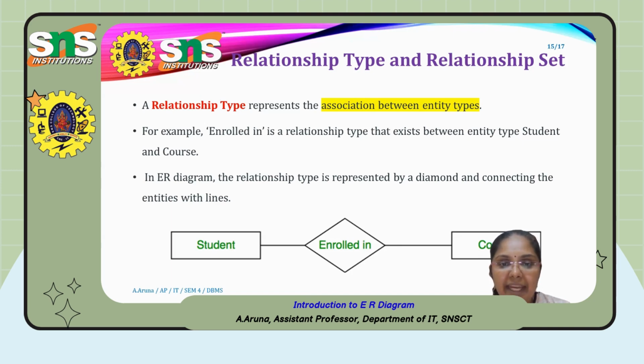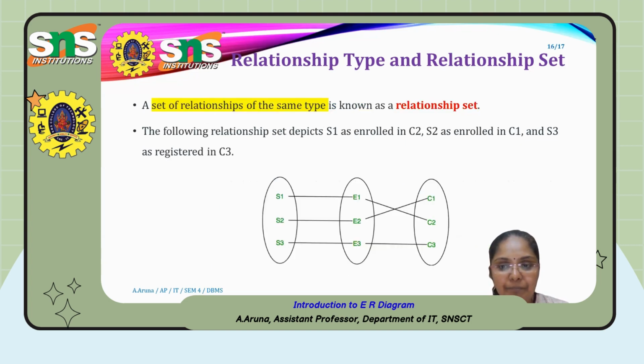Here this association can be represented in an ER diagram in a diamond shape. For example, student and course: these both are entities for a student database. These both can have some relationship. Each student can enroll in a course. So "enrolled in" is the relationship established between the student and a course. This is how a relationship type can be mentioned in our ER diagram.